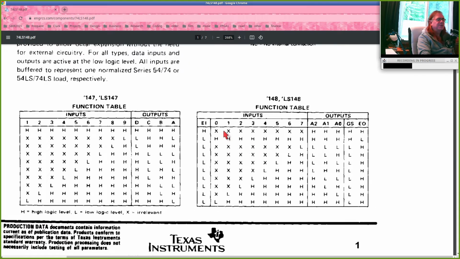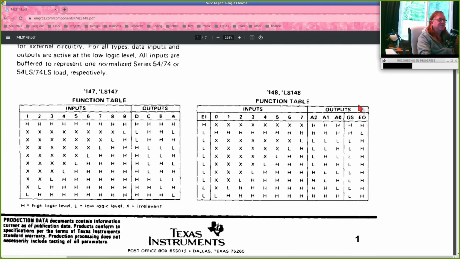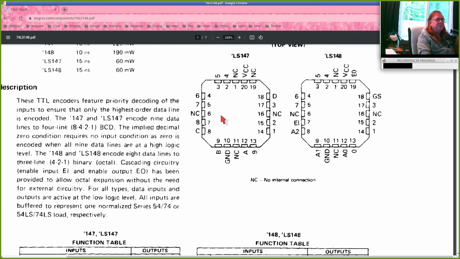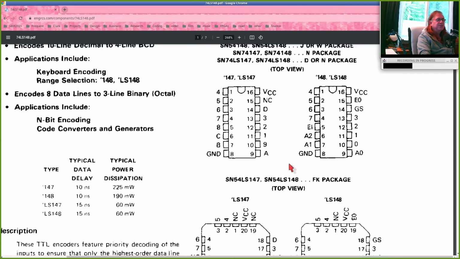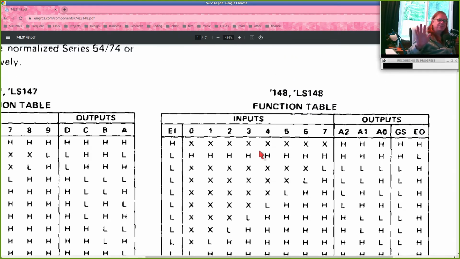So the inputs are just labeled 0 through 7. We could think of them as something 0 through 7. So 8 inputs, 3 outputs. And let's not worry about GS and EO. But here's the basic behavior. There's an enable input, EI, which is right here on pin 5. That's the pin that lets you take the chip and say, stand aside, don't do anything. If EI is high, it does not matter what these other inputs are. All of your 3 outputs are going to go high.